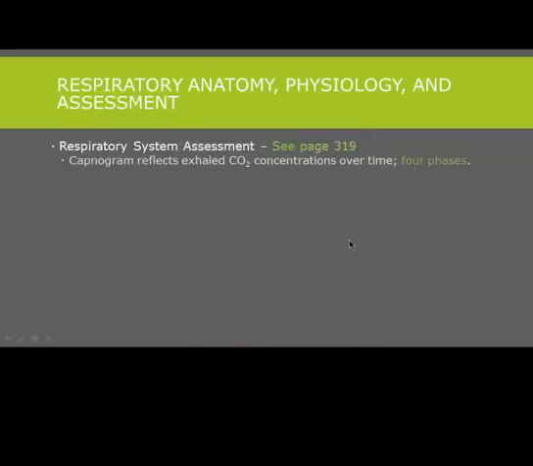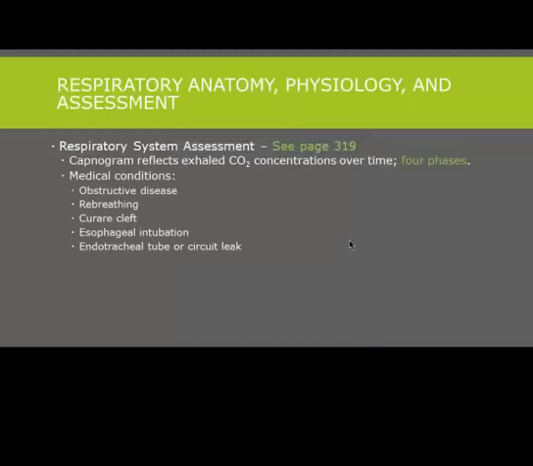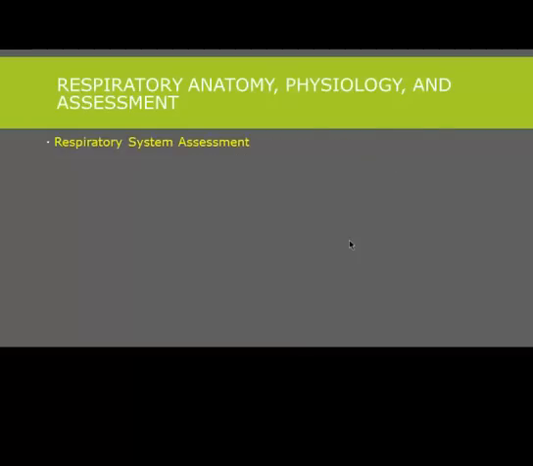Respiratory system assessment with capnography reflects exhaled CO2 concentrations over time in 4 phases, as reflected on that wave. Some of the things that it can give us a good indication of with waveform as well as obstructive disease, rebreathing. Remember that Curare cleft where a patient is paralyzed or sedated and then that starts wearing off and they start trying to take a breath on their own. Also esophageal intubation or endotracheal tube or circuit leak.